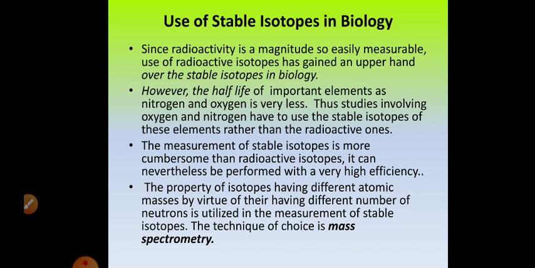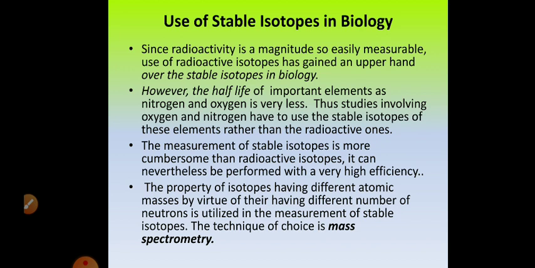So certain elements whose isotopes are of use in biology have a very short half-life and are unstable. In that case, we have to use the stable isotopes of these elements, like the stable isotopes of oxygen and nitrogen. Now, the measurement of stable isotopes is a more cumbersome process than that of radioactive isotopes. It can nevertheless be performed with very high efficiency. So we can measure them.